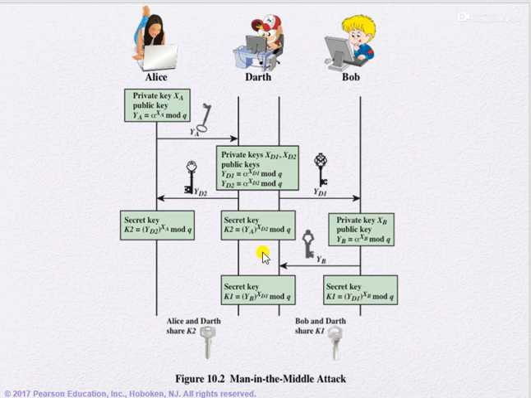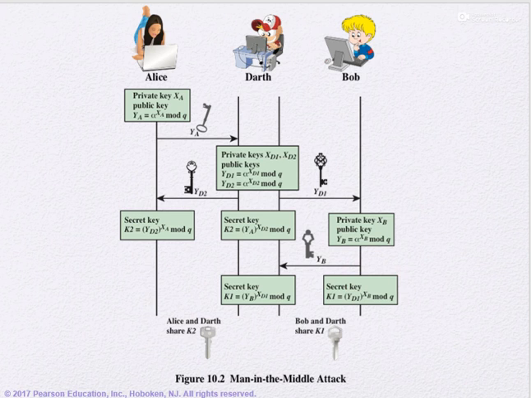And Darth can generate both K1 and K2. Why? Because Darth knows YA, so he can raise it to the power XD2 to get K2. Darth can generate both K1 and K2. Alice and Bob share two different keys, not the same one.